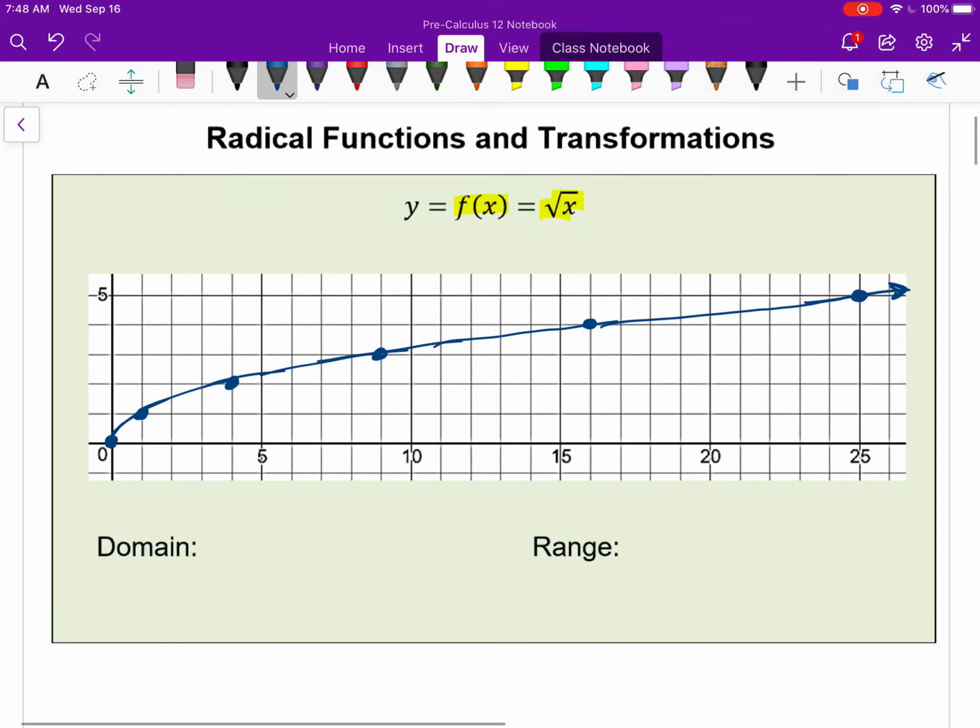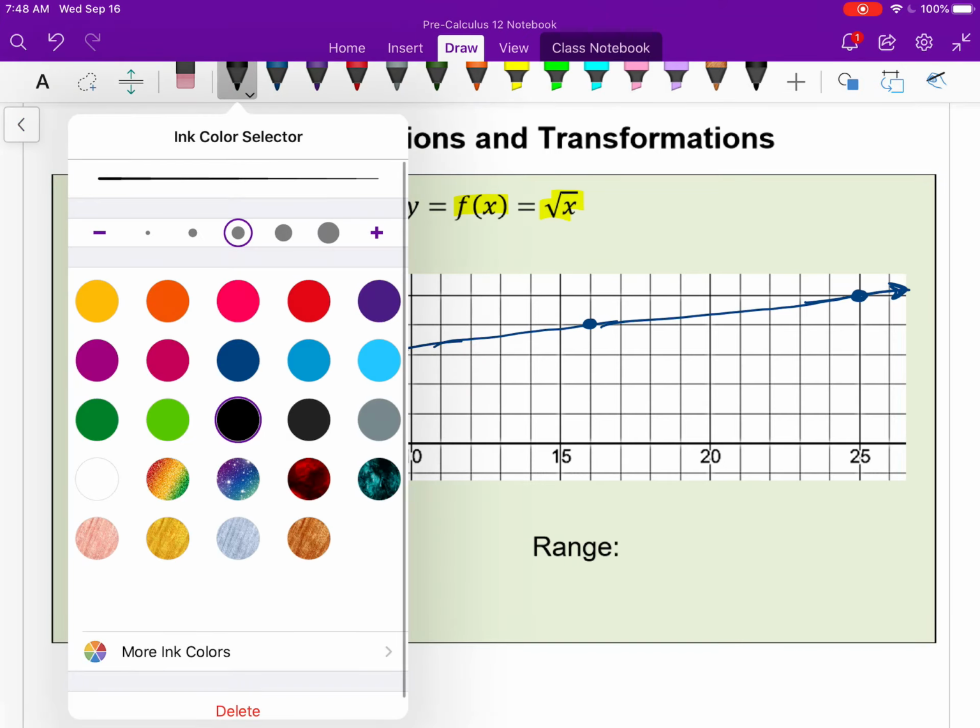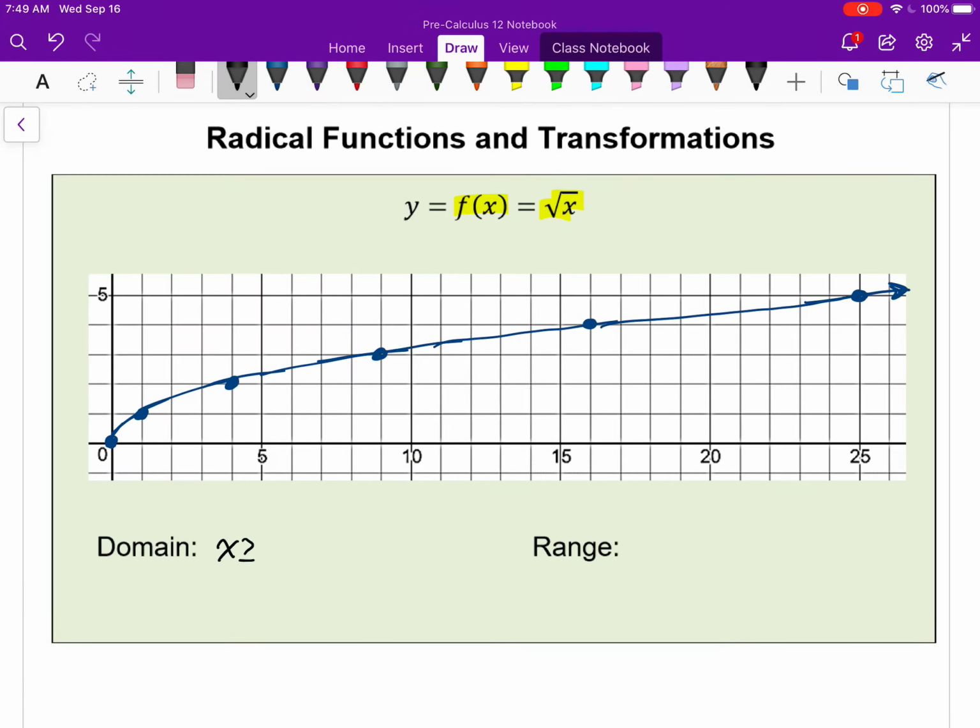So it's a pretty simple function, actually. The shape of it, again, is related to a quadratic function. The domain of this function is anything greater than or equal to 0. The range is the same. OK, so be familiar with that.